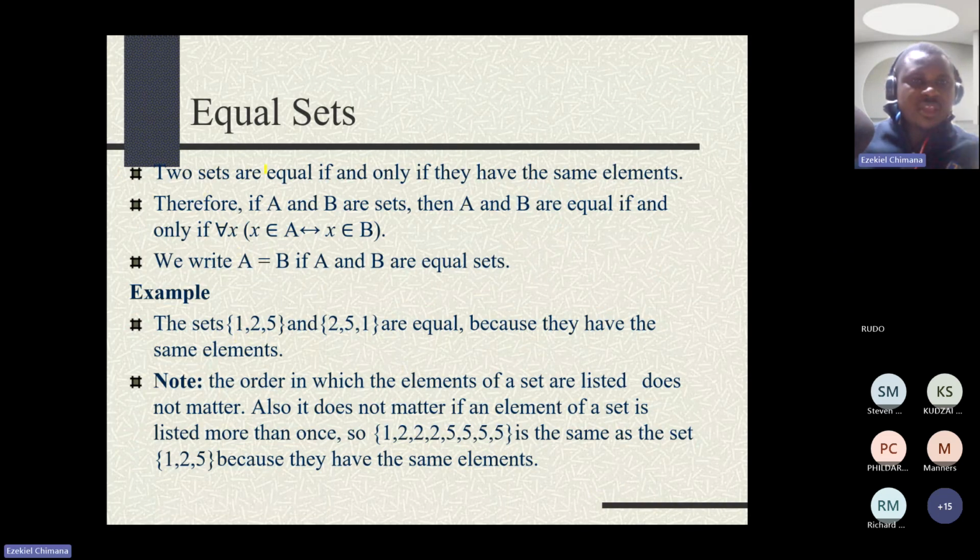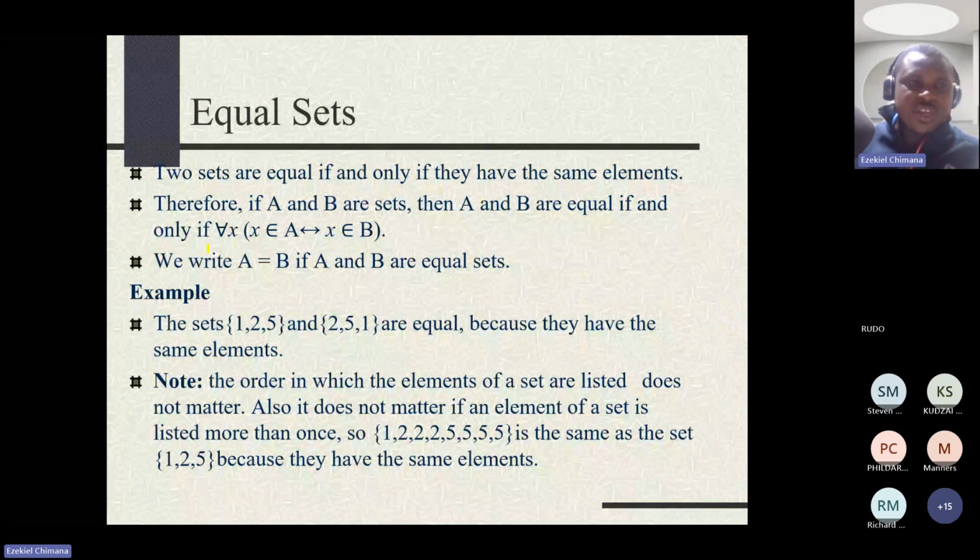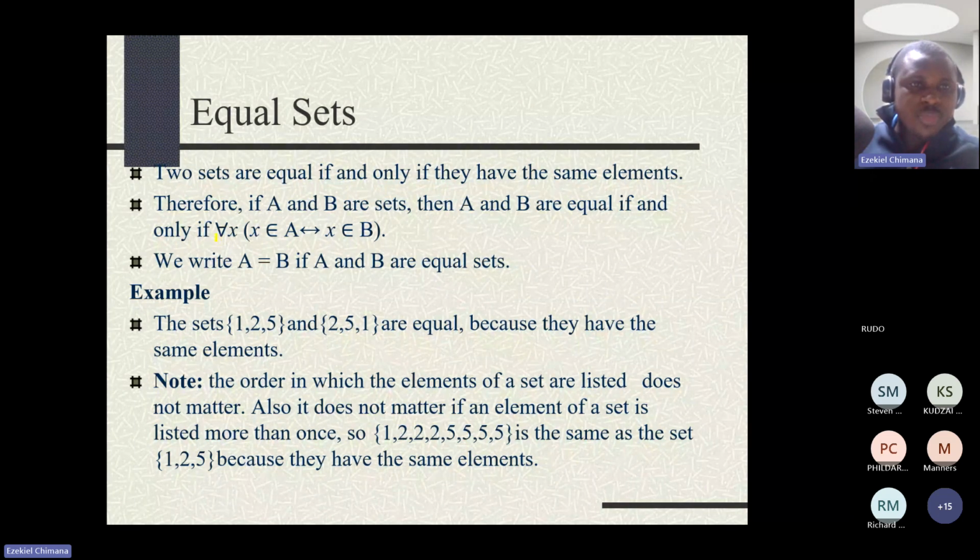Then let's look at the issue of equal sets. Two sets are equal if and only if they have the same elements, not the same number of elements, but the same elements. If we have a 1 in A, we must have a 1 in B. If we have a 2 in A, we must have a 2 in B. So if A and B are sets, then A and B are equal if and only if for all elements x, x is an element of A as well as x is an element of B.